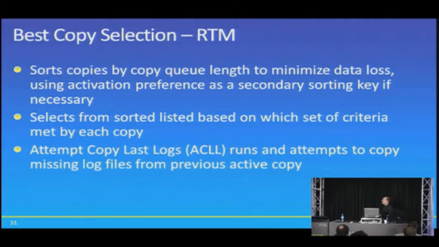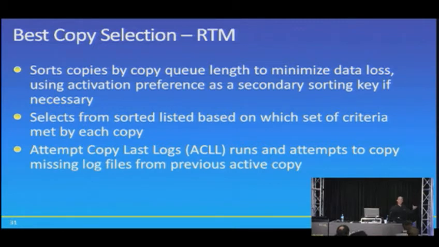And then after they've been assigned that number, you can change them around. You can make the second copy 1, you can make the third copy 4, etc. But either way, they'll all have that number so that no two will be identical. So even if we have a tie on copy queue length, we'll always be able to do a secondary sort on activation preference because it will be a unique number.